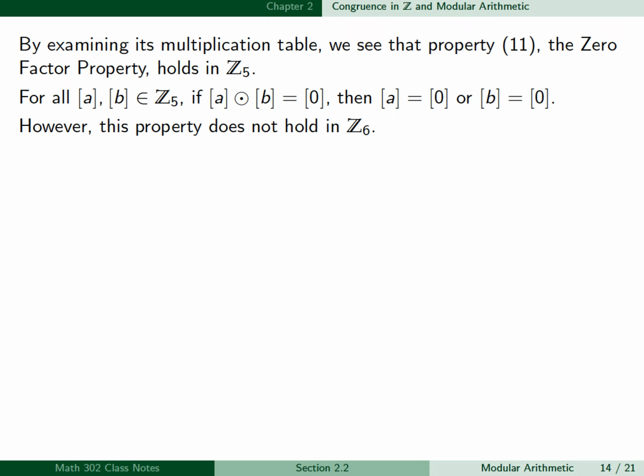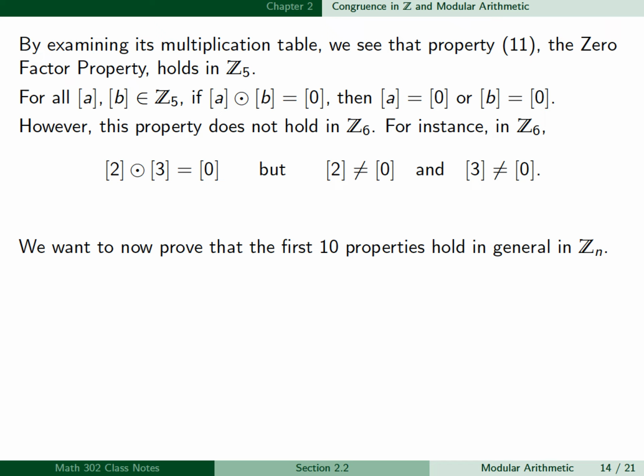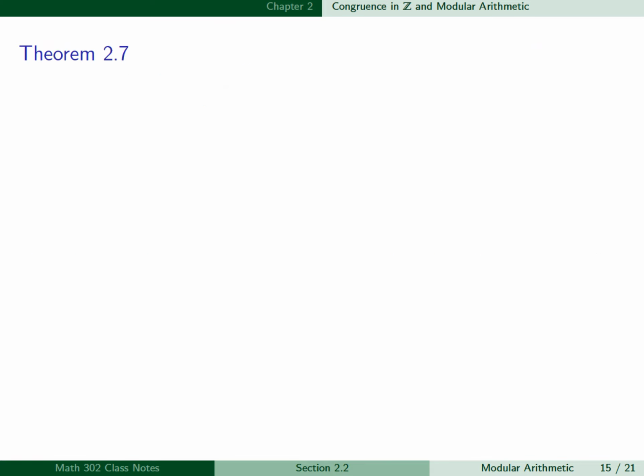However, this property does not hold in Z6. So for instance, in Z6, 2 times 3 is equal to 0, but 2 is not equal to 0 and 3 is not equal to 0. We want to now prove that the first 10 properties hold in general in Z sub n. And this is theorem 2.7.